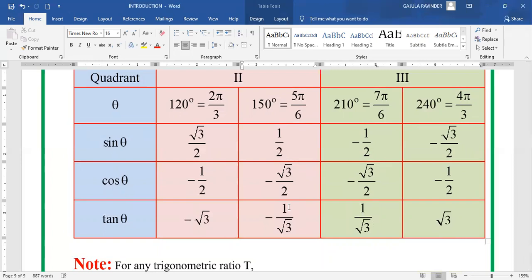So 300 is close to 360 by how much? 60 degrees. But 300 lies in the fourth quadrant, so that sine ratio is negative. The value is sine 60, root 3 by 2, so minus root 3 by 2. Like that, 310 and 330 will also be defined by taking them close to 360.